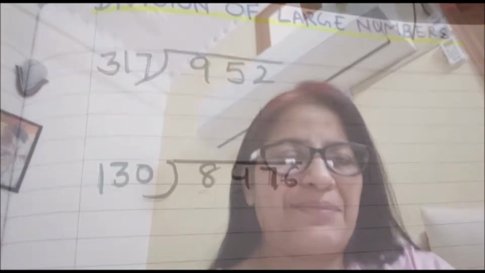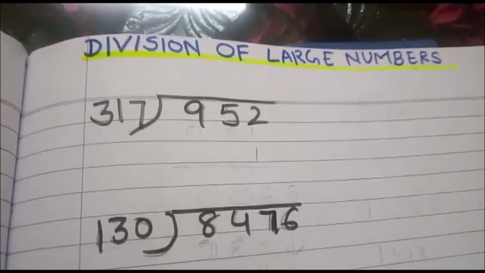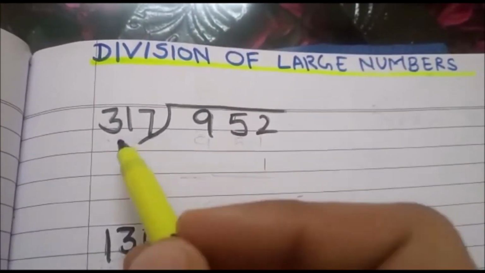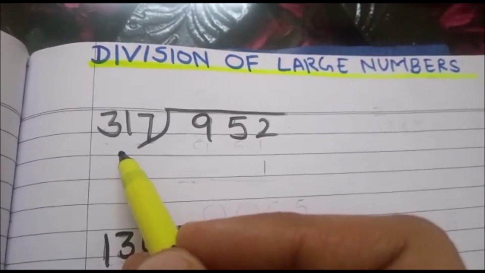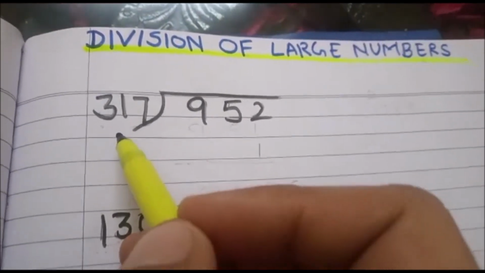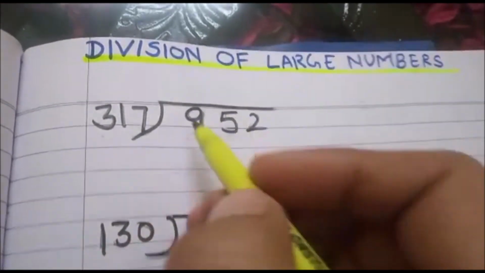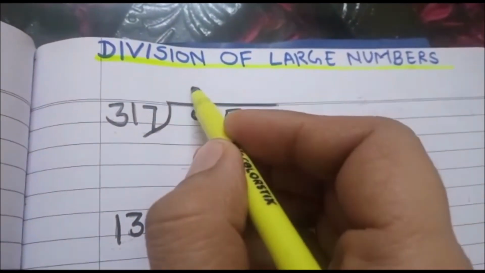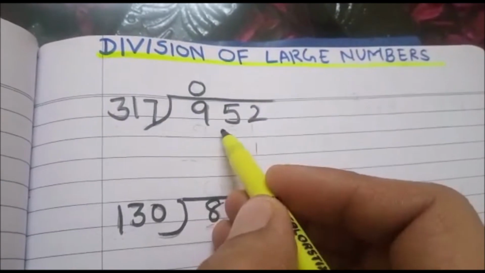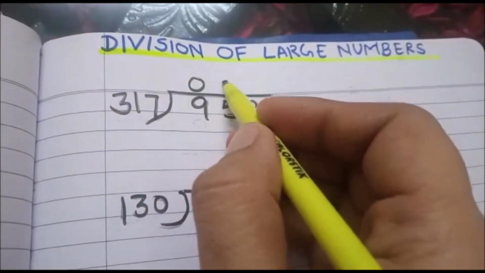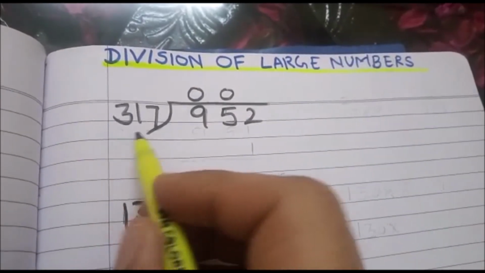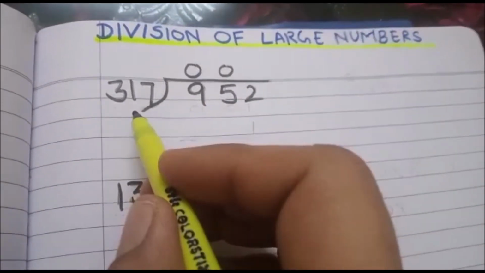So see the steps. Now see students, we have to divide 952 by 317, a 3 digit number. So we can start. This 9 is not divisible by 317, so put 0 here. 95 again is smaller than 317, so put 0 above 5. 952 is divisible by 317 because it is greater than 317.